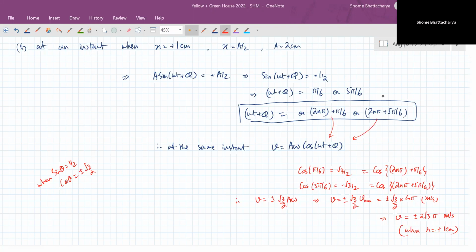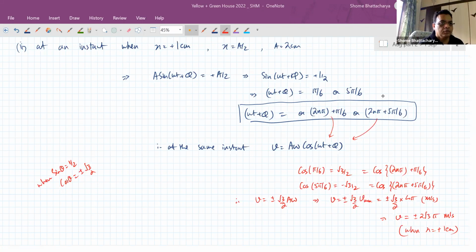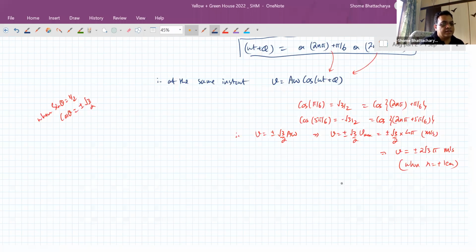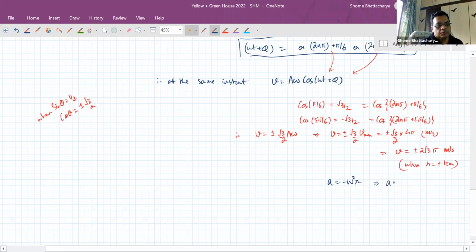Yes, very good, Antresh. That's correct. So you can see that for the acceleration, you can directly use the relation that it's minus omega square x. Okay, so if I want to express it in meters per second square, which is a good idea here, you will see that the acceleration is minus 4,000 meters per second square.